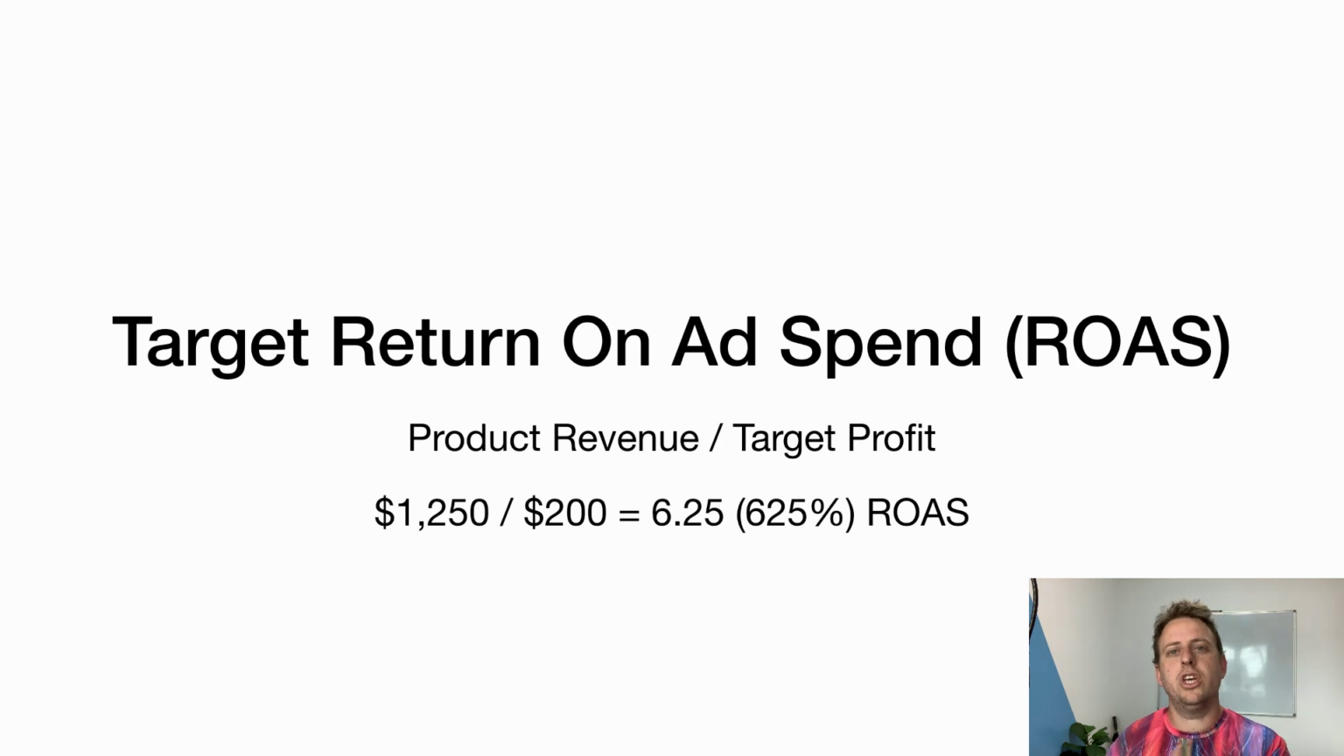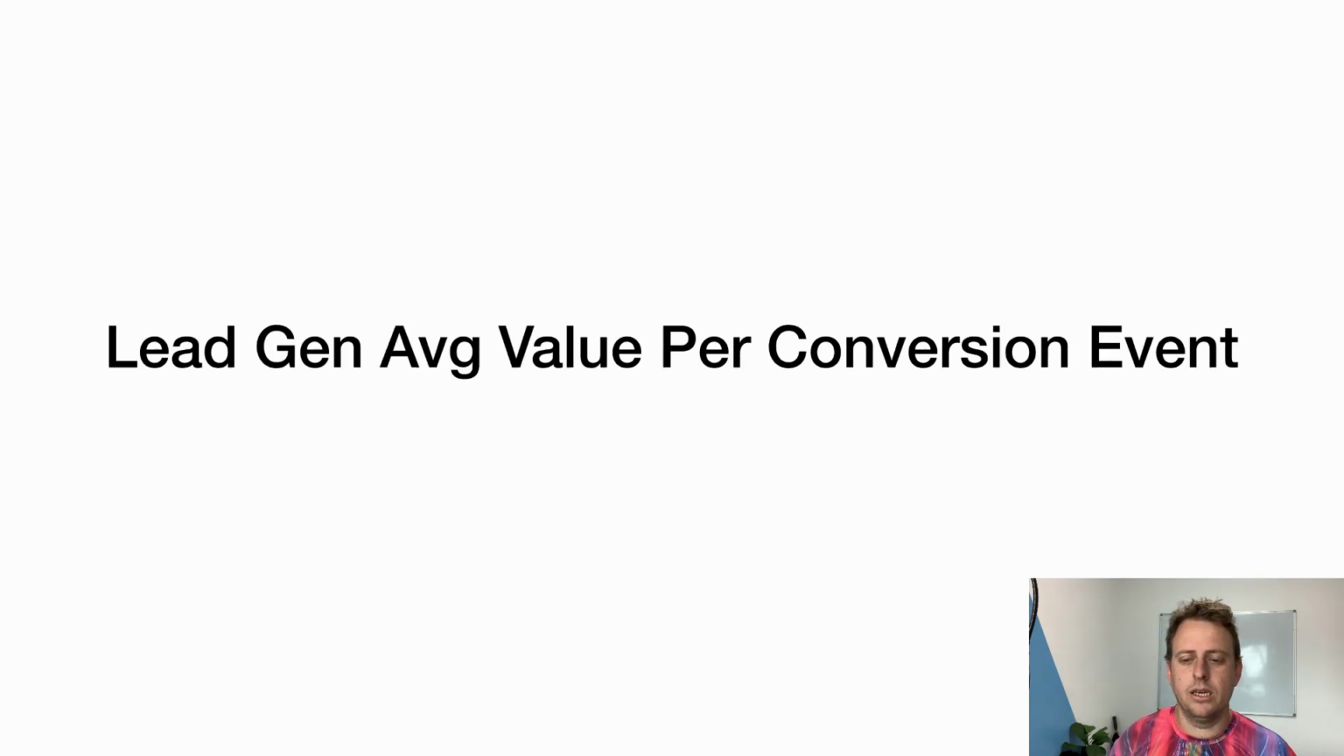So to achieve that target profit, I would need those marketing campaigns to be producing a return on ad spend of 6.25 or 625%. And so once again, that means I need double the return on ad spend that I needed to break even, pretty much. And you can see that here.